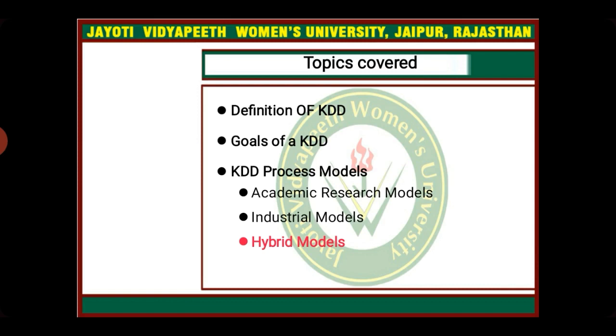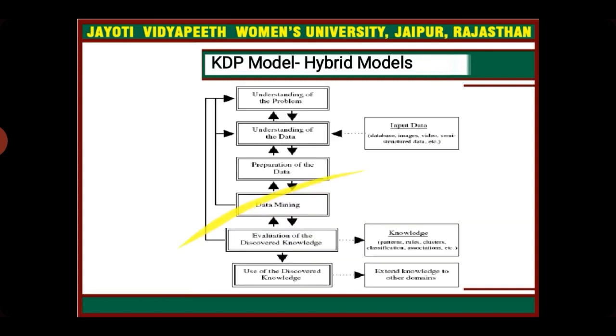The development of academic and industrial models has led to the development of hybrid models, that is, models that combine aspects of both. One such model is a six-step KDD model, which is shown in the figure, and this model was developed by Cios et al. It was developed based on the CRISP-DM model by adopting it to academic research.